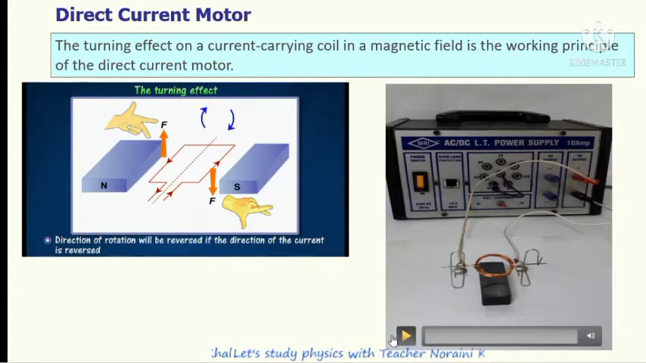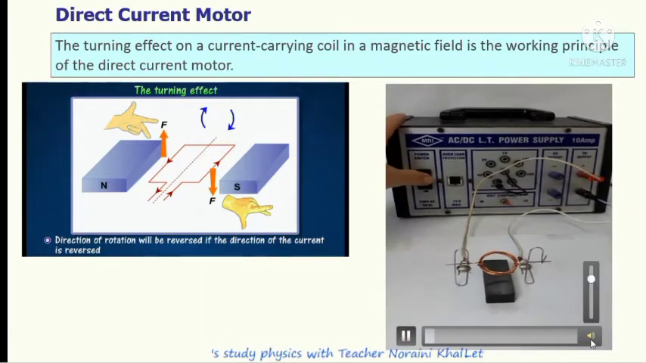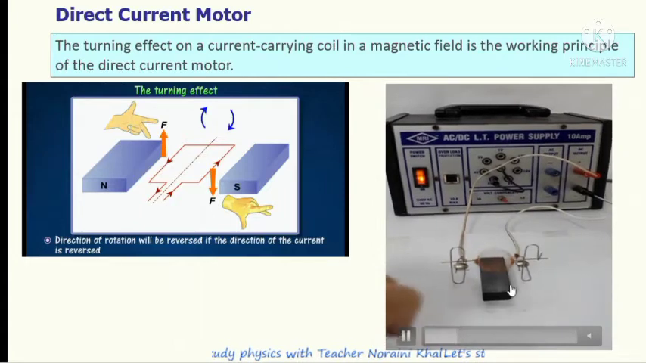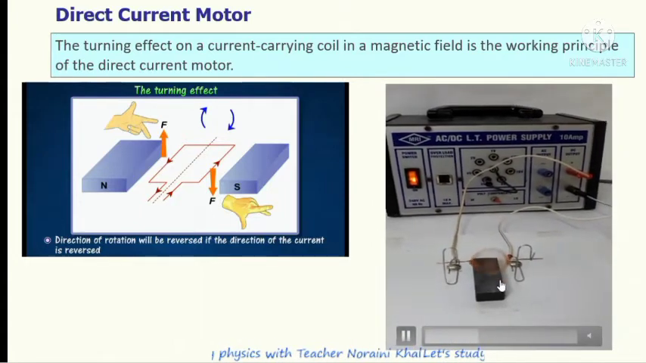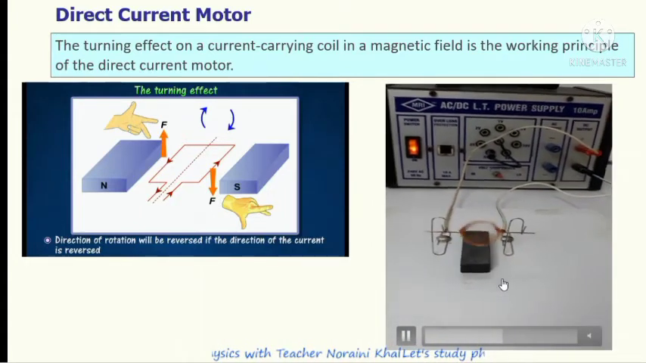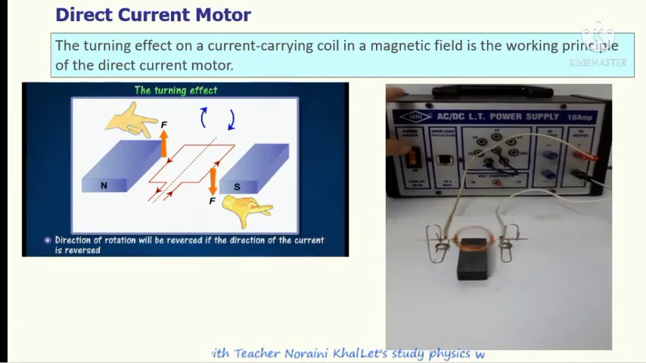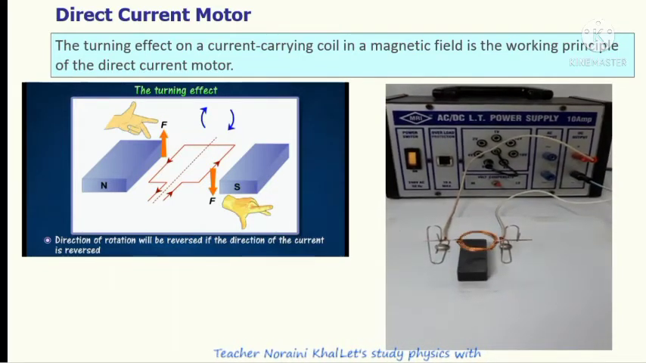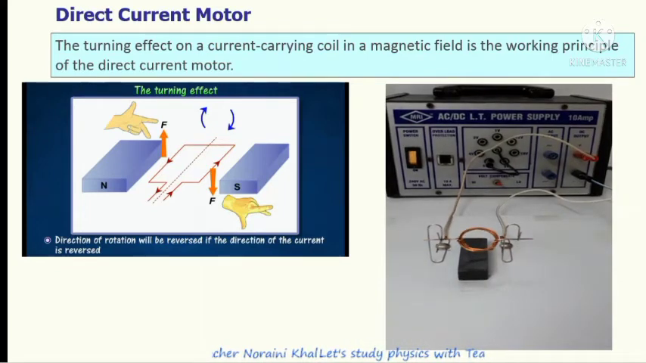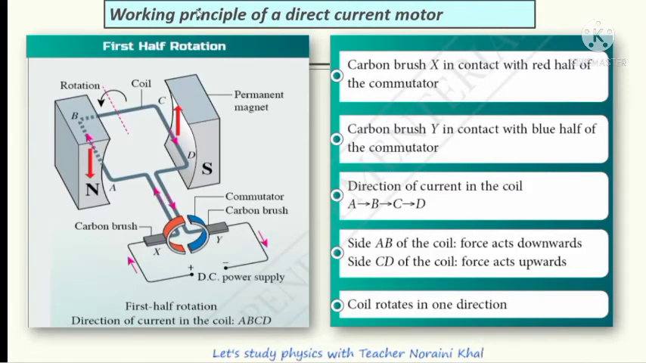You also can look at what happens to this coil of wire. When the switch is on, you can see the copper coil keep rotating until you switch off the current. So this also applies the same principle as a DC motor. Now let's discuss further the working principle of the DC motor.